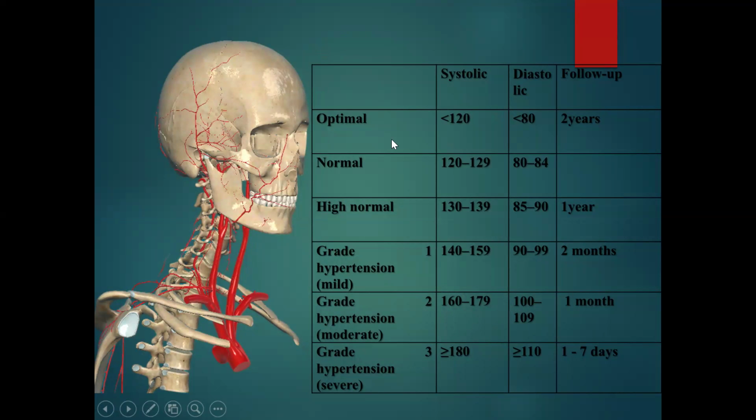Normal blood pressure ranges within less than 120 millimeter mercury for systole, and less than 80 millimeter mercury diastole. And this patient should be followed up for 2 years. The normal blood pressure is within 120 to 129 for systole. That's the pressure during the heart contraction. That's the pressure that's found in the blood vessel during heart contraction.